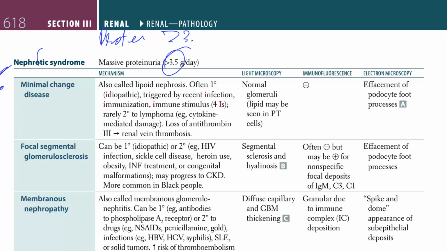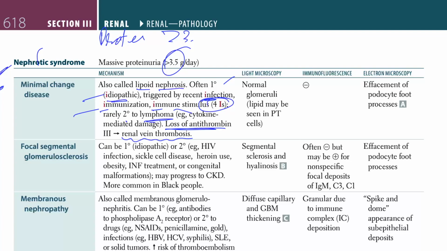So first of all, we have the minimal change disease. Minimal change disease, also called lipoid nephrosis, is often primary idiopathic, triggered by recent infection, immunization, immune stimulus. So the I's could be idiopathic, infection, immunization, immune stimulus. Rarely secondary to lymphoma, for example, cytokine mediated damage, and this leads to loss of antithrombin 3, leads to renal vein thrombosis.